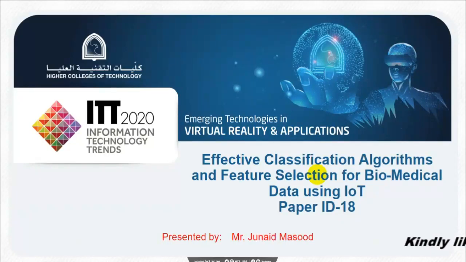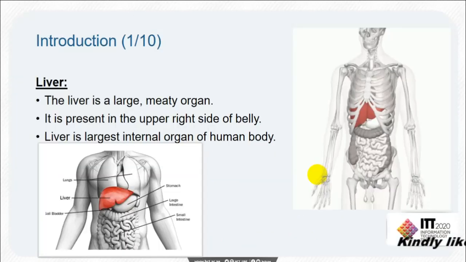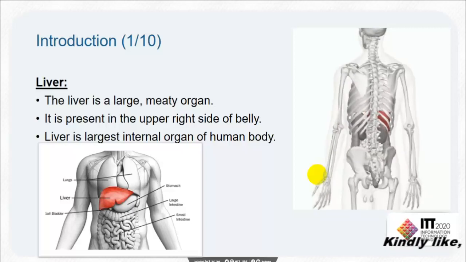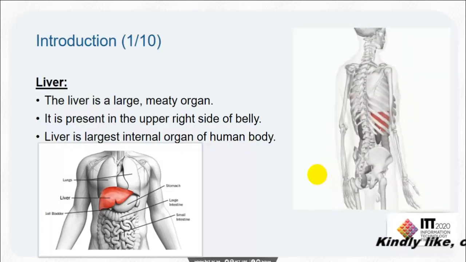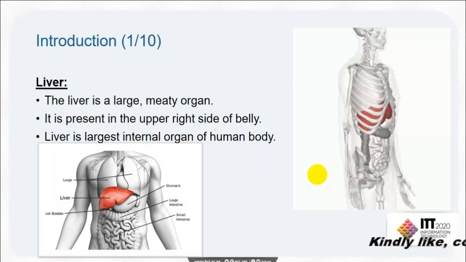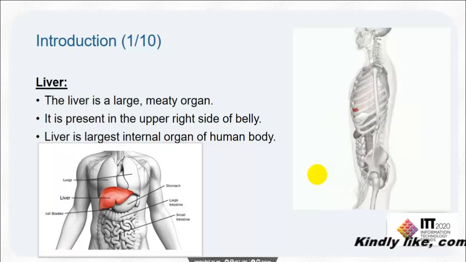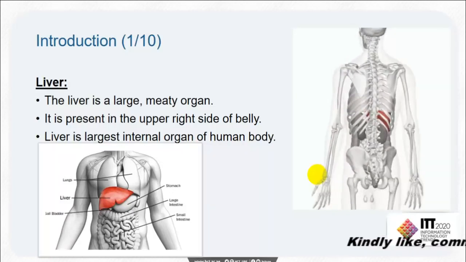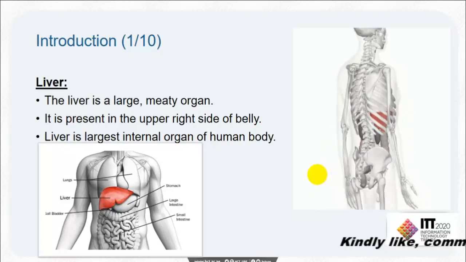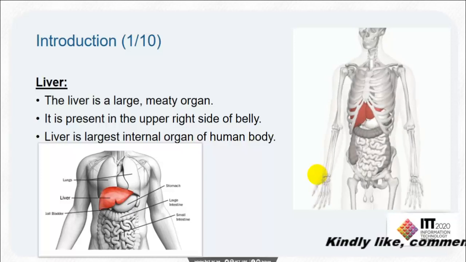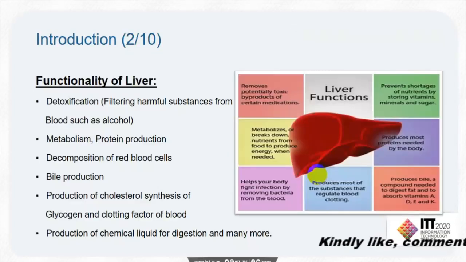My topic is effective classification algorithms and feature selection for biomedical data using IoT. Introduction section. Liver. The liver is a large meaty organ in the body. It is present in the upper right side of the belly. The liver is the largest internal organ of the human body. You can see in the pictures the red color shows the liver's presence in the body.